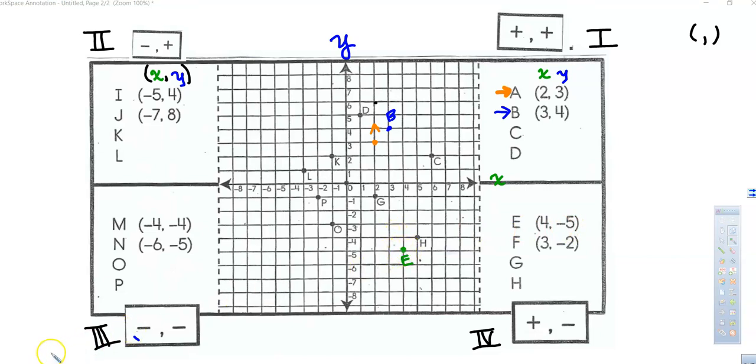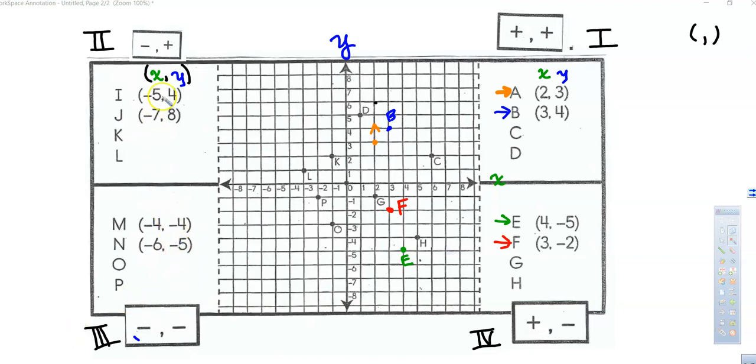Check yours. If you didn't get it correct, fix it, study it again, and then I want you to try plotting F. Pause the video, turn it back on to see how you did. So F should also be in the 4th quadrant, and it should be right 3, down 2, and that's where F should be, (3, -2). If you got it correct, good job. If you didn't, fix it, and then we're going to go on to the next piece.